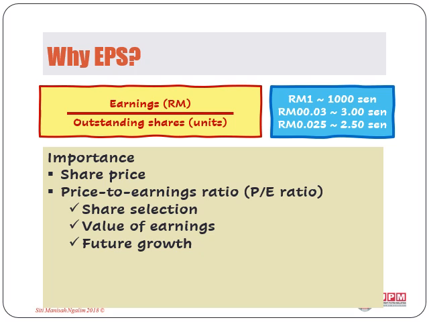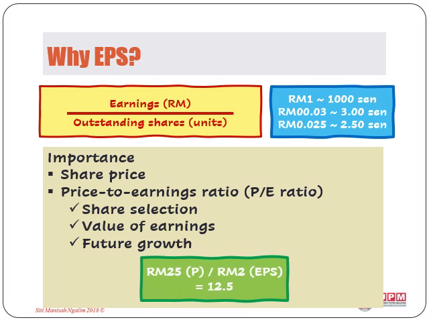PE ratio is simply share market price divided by EPS, and this helps us to determine the market value of a share as compared to the company's earnings. It also shows what the market is willing to pay today for a share based on its future earnings.